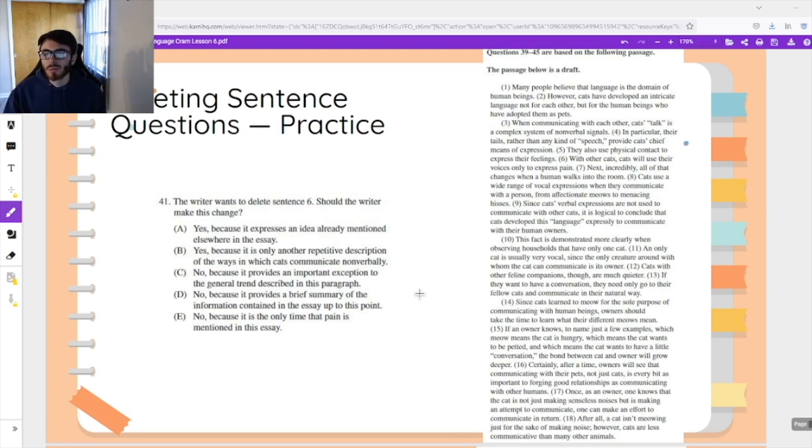Okay, the writer wants to delete sentence 6. Should the writer make this change? So we'll take a look at sentence 6, but we also need to know what's going on in this paragraph in order to decide if we want to get rid of sentence 6.